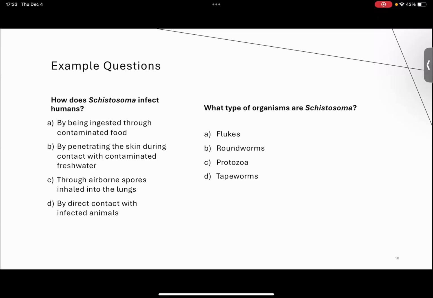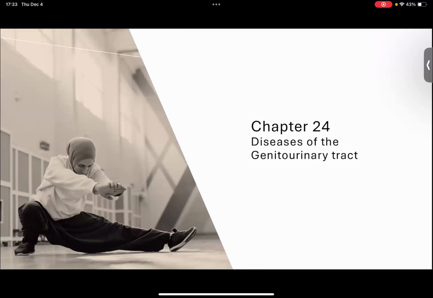They are not roundworms, like Ascaris lumbricoides, also known as the nematodes. They are not protozoa, like Giardia and other types of protozoa like Trichomonas. And they're not tapeworms, not like Taenia is a tapeworm, not like Diphyllobothrium is a tapeworm.